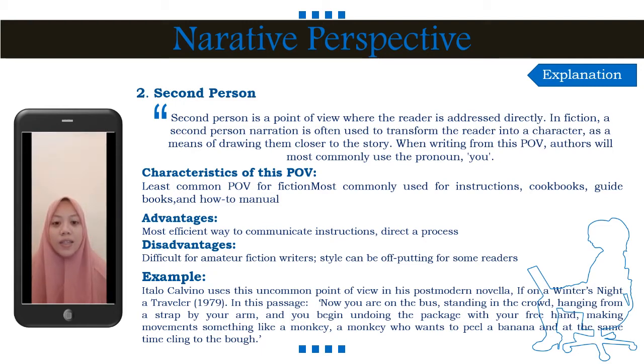The next is the characteristic of second person. The characteristic of second person is that it is the least common POV for fiction, most commonly used for instruction, cookbooks, guidebooks, and how-to manuals. And there is an advantage and disadvantage of second person.